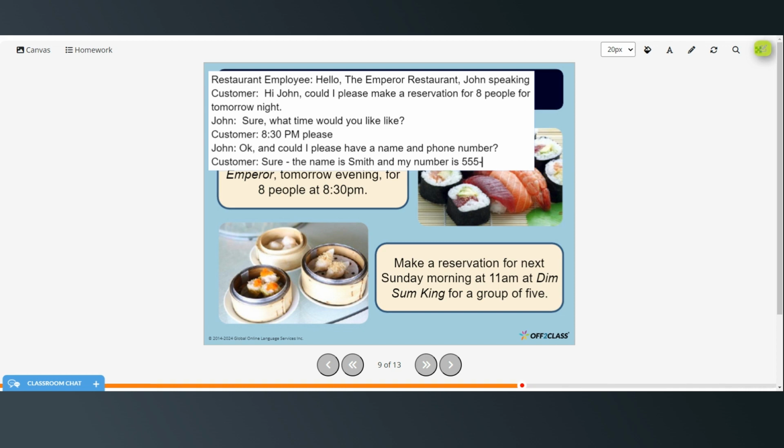All right, so this is pretty much the format that you would give for any reservation. For this one, you would just substitute the different day and time, number of people, and the name of the restaurant, but the rest of it would pretty much be the same.